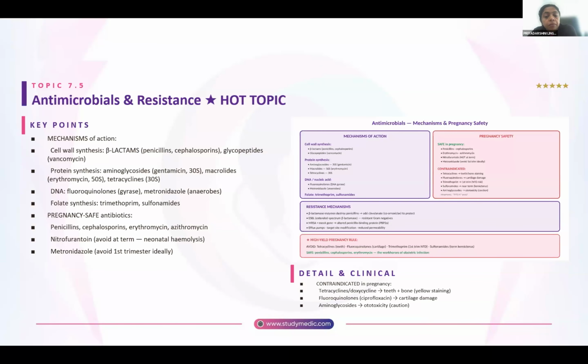Your MRSA. MRSA is very, very commonly seen, and this is because of the alteration in your penicillin binding protein 2. Now coming to efflux pumps. So efflux pumps, that acts as a target site modification, and there is a reduction in the permeability of the drug, and hence resistance is seen here. So most important ones are the drugs that are going to be contraindicated in pregnancy, and why are they contraindicated? This needs to be seen.